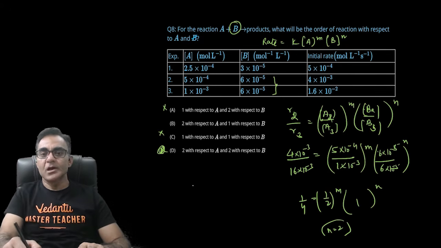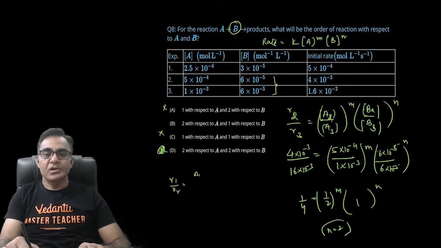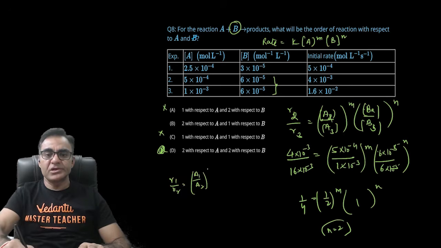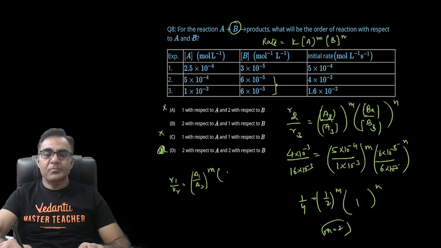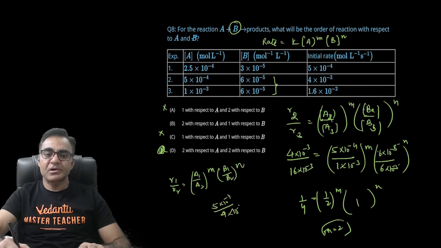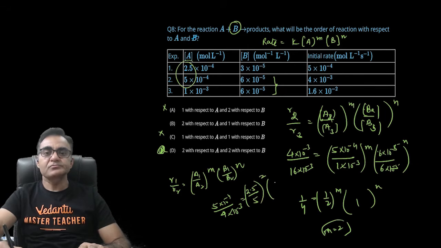ओके, तो अब मैं फर्स्ट एंड सेकेंड एक्सपेरिमेंट यूज कर लेता हूं. R1 upon R2 is equal to A1 upon A2 raised to the power m, which is already known, 2, और B1 upon B2 raised to the power n. तो R1 upon R2 है 5×10^-4 upon 4×10^-3 must be equal to A1 upon A2, you can check, 2.5 divided by 5, ×10^-3, मैंने हटा दिया 2, और ये हो गया 3×10^-5 upon 6×10^-5 raised to the power n.